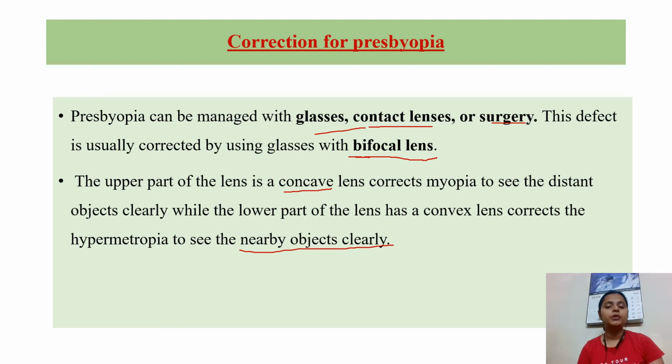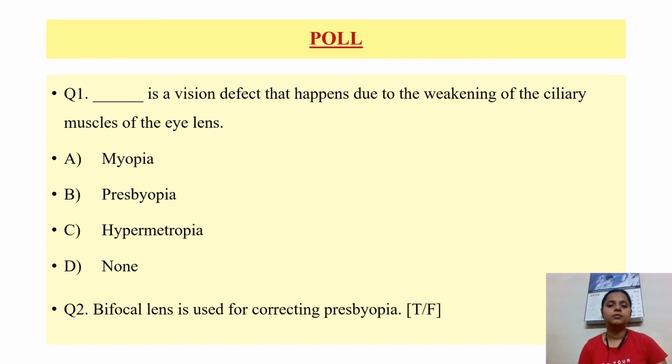So in presbyopia, the person has both problems, myopia and hypermetropia, and that is why in the bifocal lens, the upper part of the lens is a concave lens and the lower part of the lens is a convex lens. Okay, so now let's see what is written further.